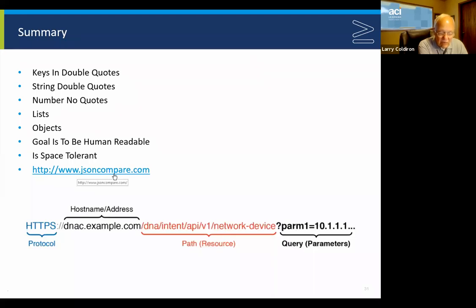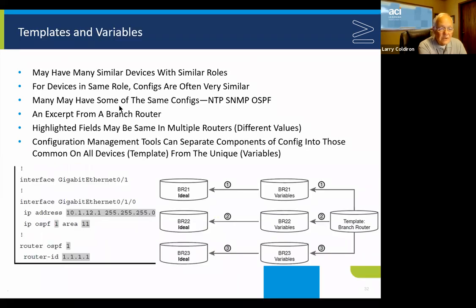If you write a JSON, jsoncompare.com will tell you whether it's a valid JSON format if you want to use that. So, www.jsoncompare.com. Should you do these things? Yeah, did I do it right or didn't I do it right for those things?